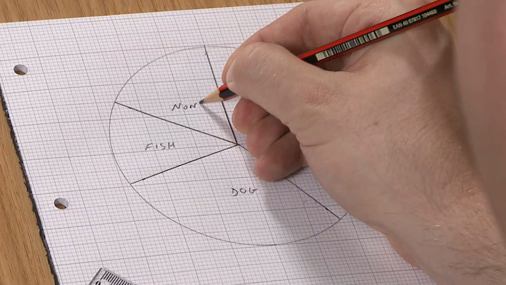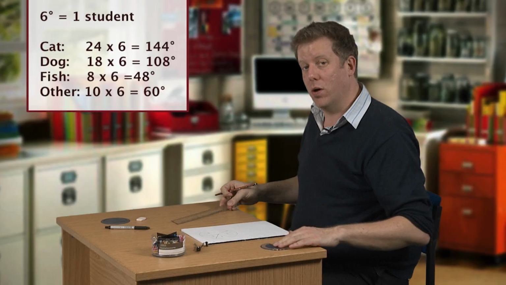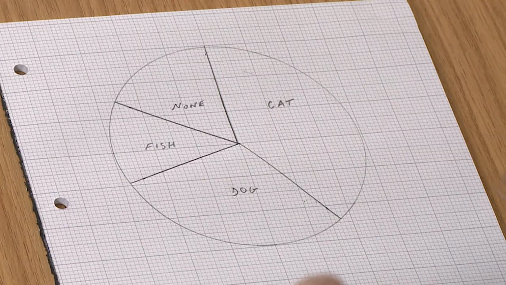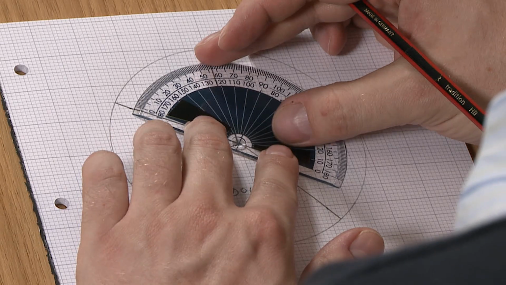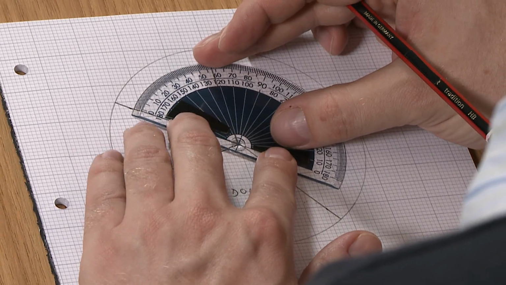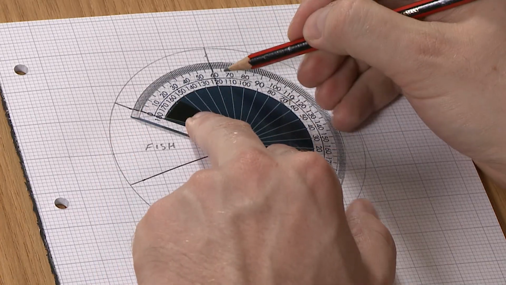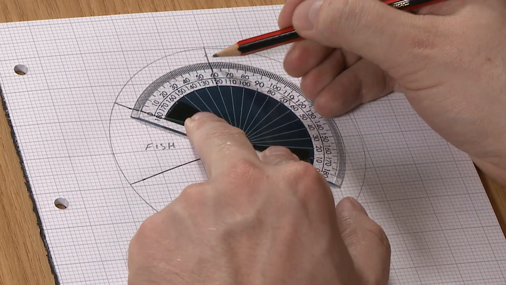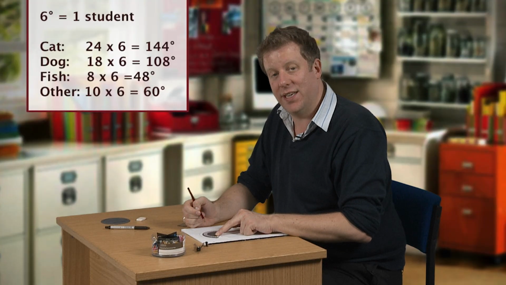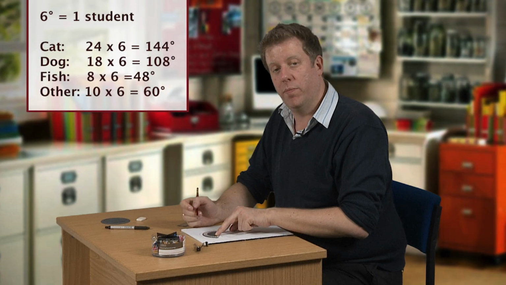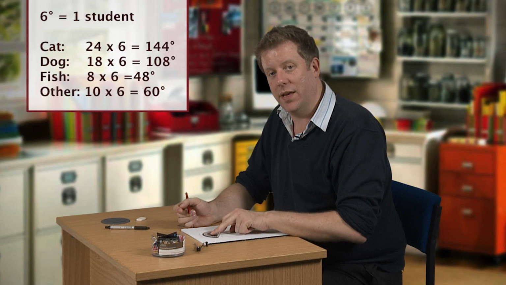So we can label it, but it's always worthwhile checking to see if it is indeed the right size, and we can do that just by putting the centre on there, lining 0 up to the line we've just drawn, and you can see that back up at that original line we drew measures 60 degrees. So we know we've plotted all of those angles correctly.